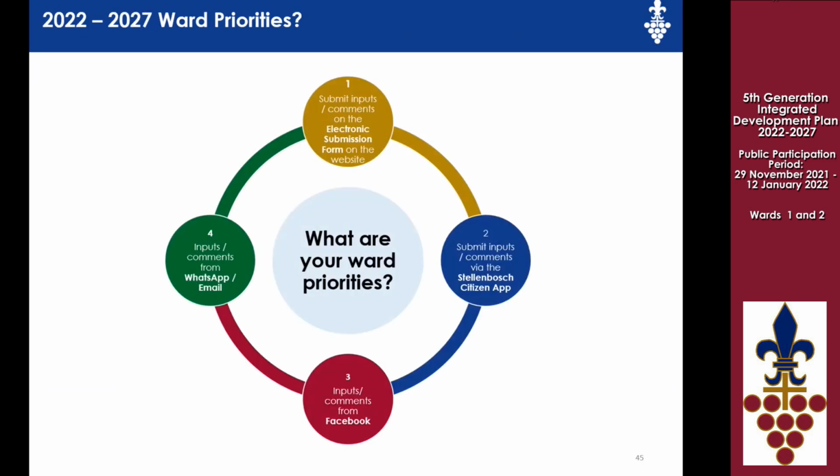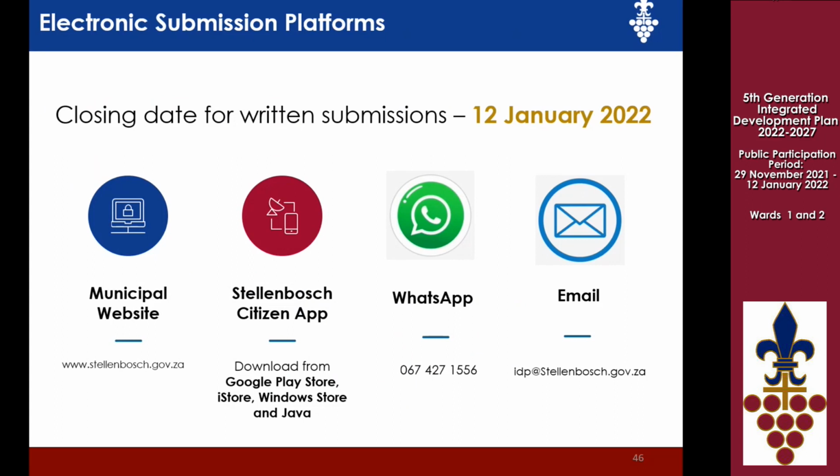Then, looking at ward priorities, again, looking at the various ways that ward priorities can be initiated. The first is to submit inputs through the electronic submission form. You can do that through the Stellenbosch Citizen app, or you can do that through the Facebook app or the WhatsApp or email. The closing date for submission is the 12th of January 2022. Again, noting the various ways of providing us with all of those. So please, we request the public to make use of those processes to talk to us.